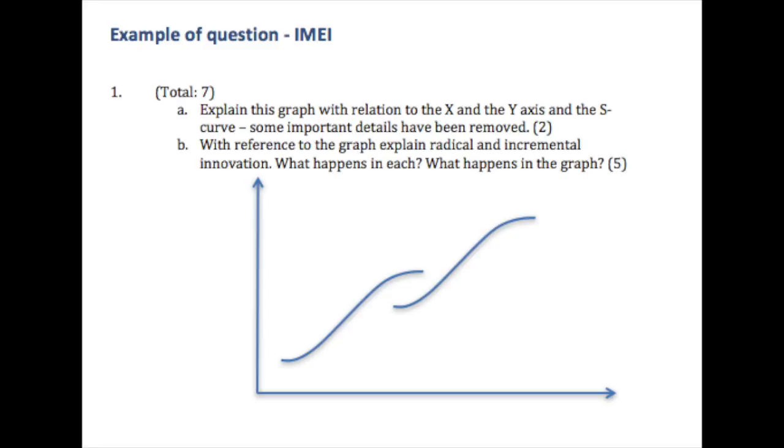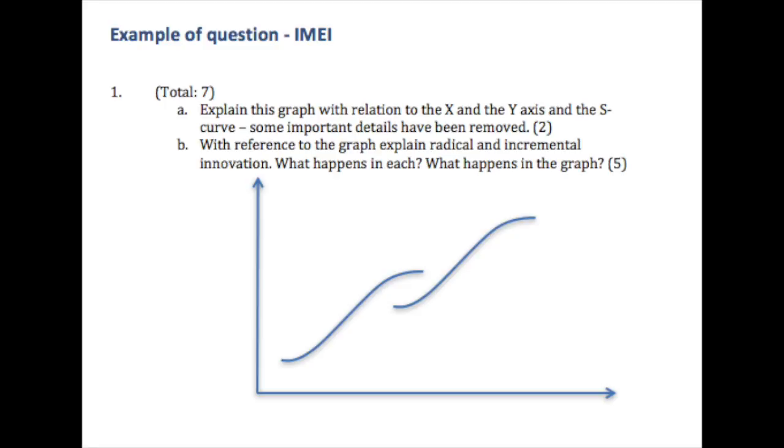And then you know that the S-curve is recurring in this course. It could be relating to a number of things. But then you read the B question: with reference to the graph, explain radical and incremental innovation. Then you know that, okay, this is something about radical and incremental innovation. How do I explain that? Then you can answer the A question.